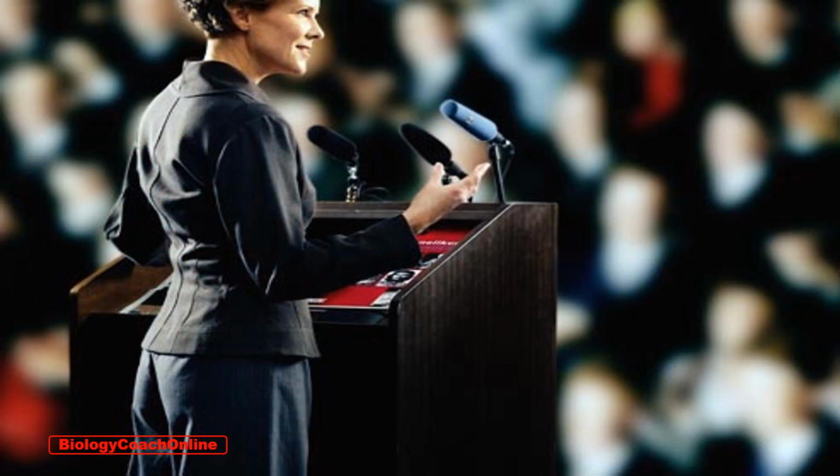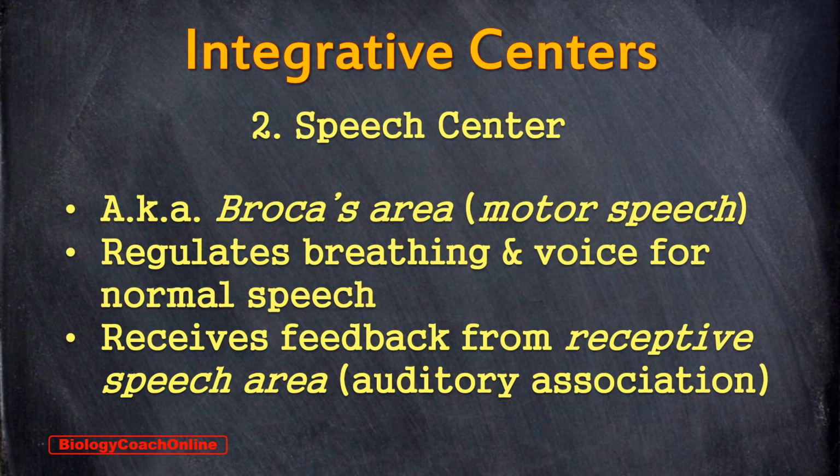Good job. Now, regulation involves coordinating the respiratory muscles, the muscles of the larynx and pharynx, and the facial muscles as needed for normal speech. Motor commands issued by the speech center are adjusted by feedback input from the receptive speech area, which you know as the auditory association area. Damage to this area of the cortex can cause any number of speech-related problems, including stuttering and aphasia.